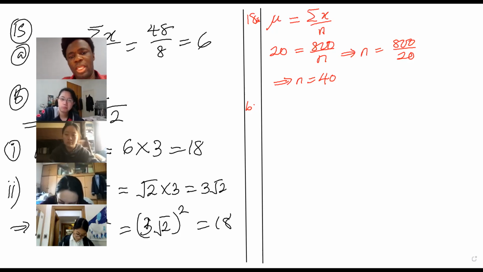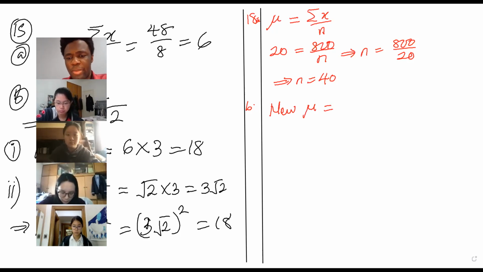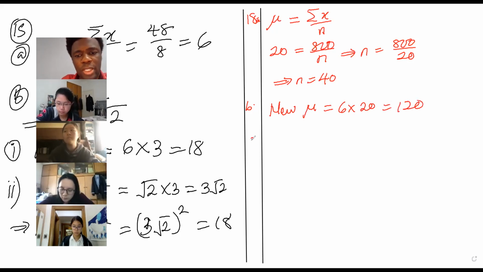Write down the new mean. The new population mean, since each data value is multiplied by 10, it's going to be 6 times 20, which is 120, right? And finally, it says write down, so it's not like we need a particular calculation and it's just 1 mark. So this is enough, okay?